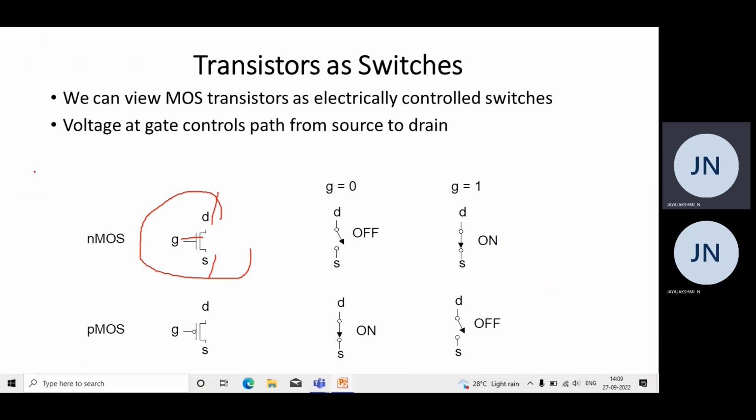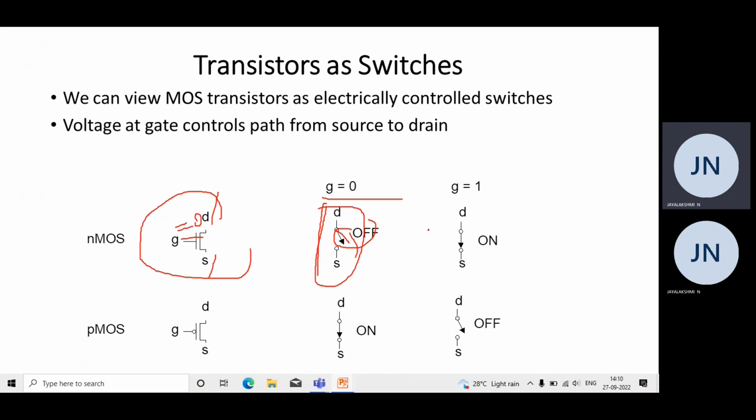Suppose the input voltage at the gate is 0. As we know, the NMOS transistor is on only when its value is 1. If you are providing 0, it is off. When it is off, it is an open circuit, and there is no current flowing between drain and source. So for an NMOS transistor, when G is equal to 0, which means the gate voltage is 0, the transistor is off. We can say it is an open circuit and no current flows from drain to source.